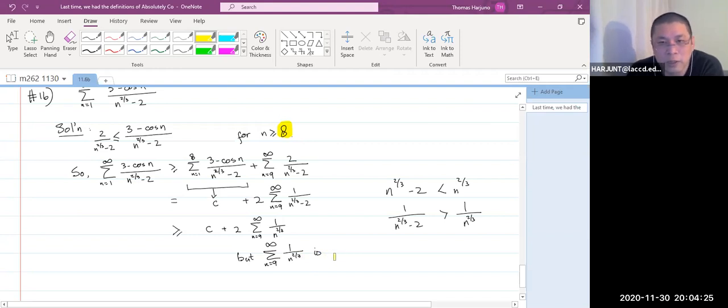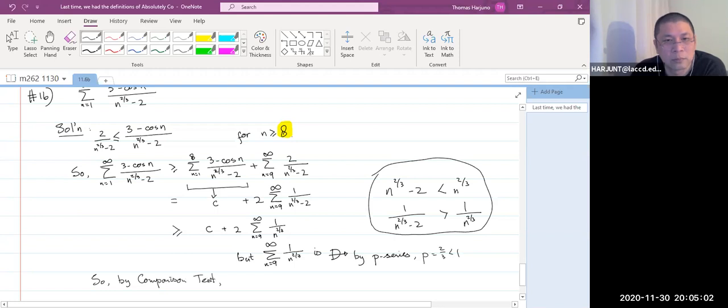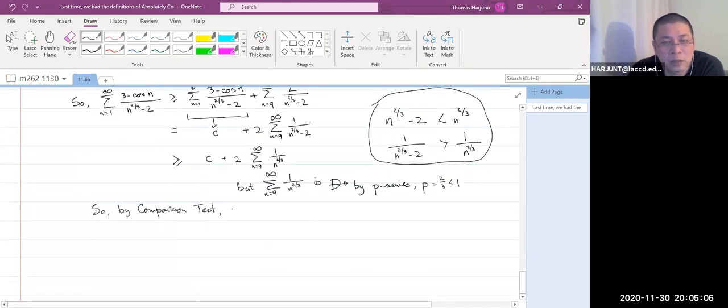Now, the last part here, is that convergent or divergent? That's divergent by the p-series, p equals 2/3, which is less than 1. So, by comparison test, the series that we were dealing with is divergent because we can bound it below.